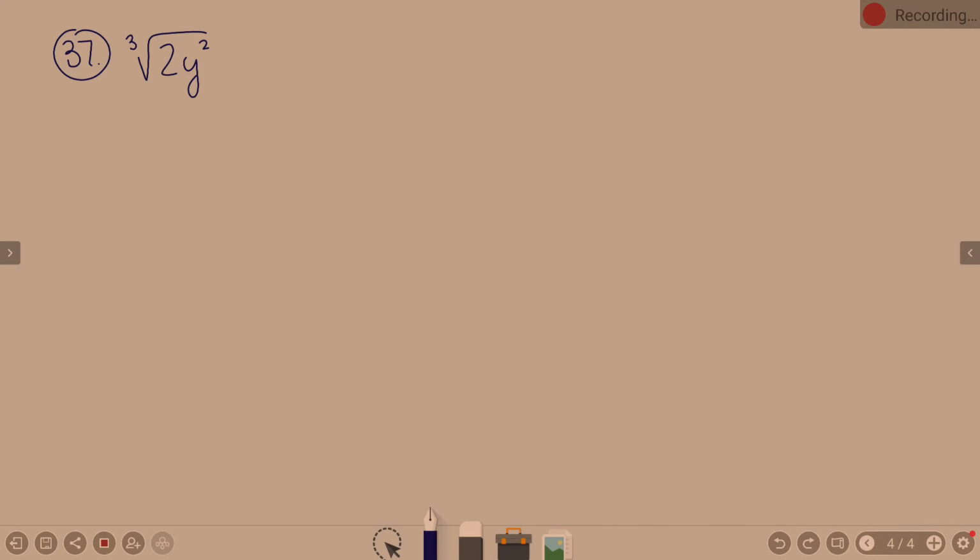37. Cube root of 2y squared. Write this in exponent form, exponential form. So we're trying to go out of radical into exponent, yes? Now, I will say this one does have 2 parts, so it makes it a little more complicated, but what do you know about that cube root there? How do we show a cube root as an exponent? That 3 goes where in the exponent? Goes in the denominator, right?